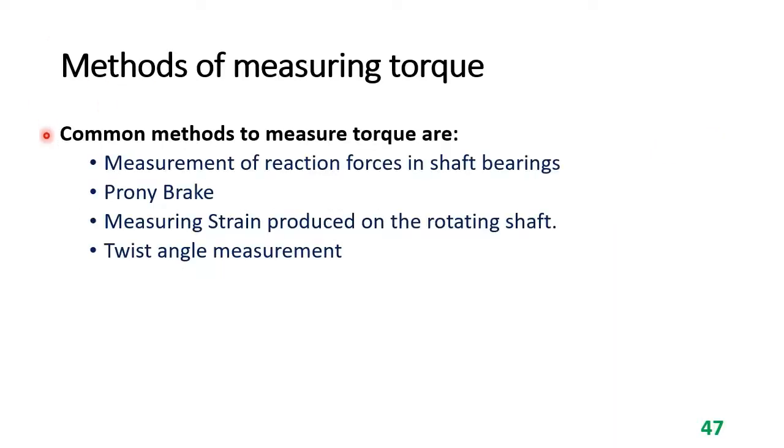Different methods are used for the measurement of torque. Here we will study these four methods. The first one is measurement of reaction forces in shaft bearings. The second one is the Prony brake. Then measuring strain produced on the rotating shaft with the help of strain gauges. And the last one is twist angle measurement.